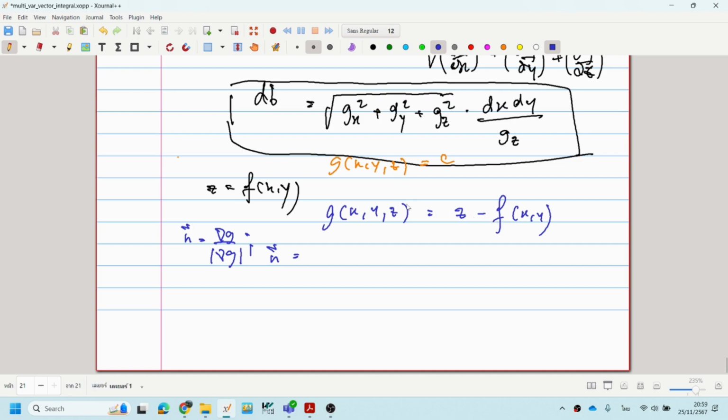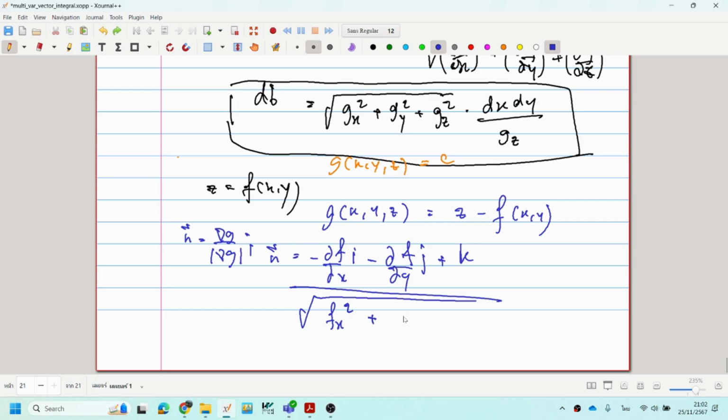What is the g function? ∂g/∂x is minus ∂f/∂x, negative. And again for y, negative. So you get minus f_x i, minus f_y j, plus 1 k, divided by the square root of f_x squared plus f_y squared plus 1.